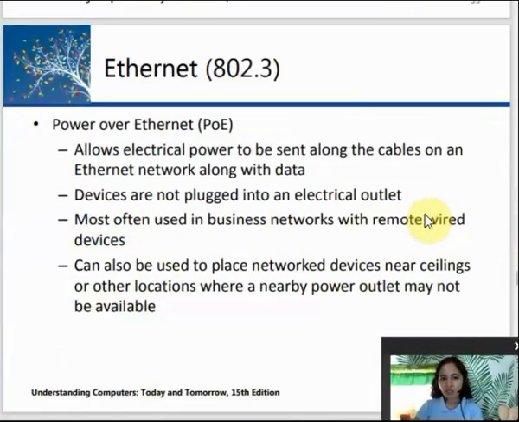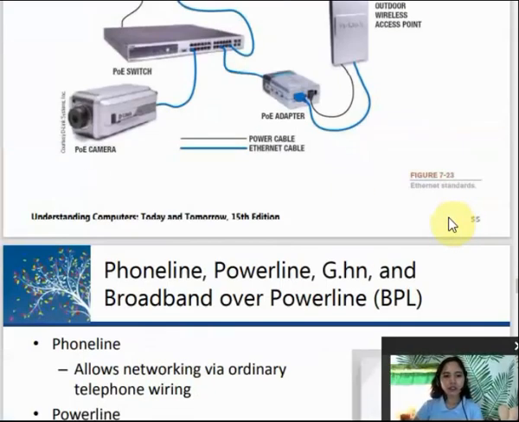Okay, so aside from Ethernet, we also have the Power over Ethernet standard. That is a standard that allows electrical power to be transferred by an Ethernet network. Alternatives for wired networks increasingly being used within the home include the phone line and power line standards in the emerging universal G.hn standard.